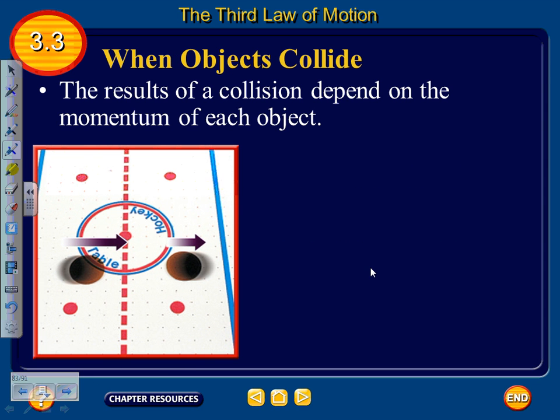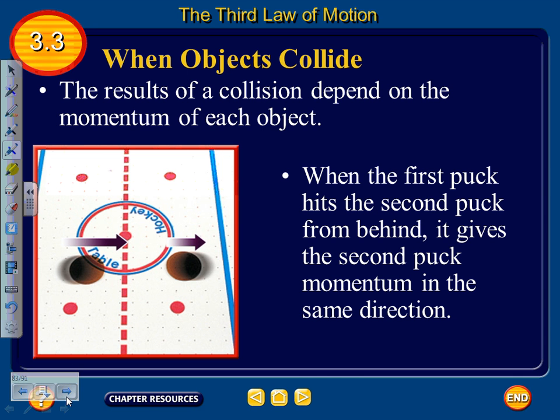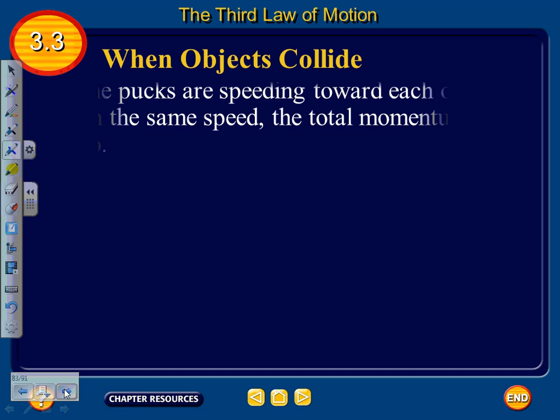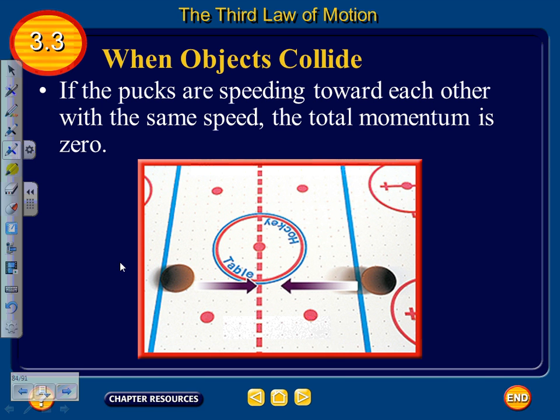The results of a collision depend on the momentum of each object. In this illustration, when the first puck hits the second puck from behind, it gives the second puck momentum in the same direction. So in this illustration, this puck hits this one, it's going to give it momentum in that direction. If the pucks are speeding towards each other with the same speed, the total momentum is 0. If this puck and this puck hit here, they should both stop right there if they're traveling with the same momentum.